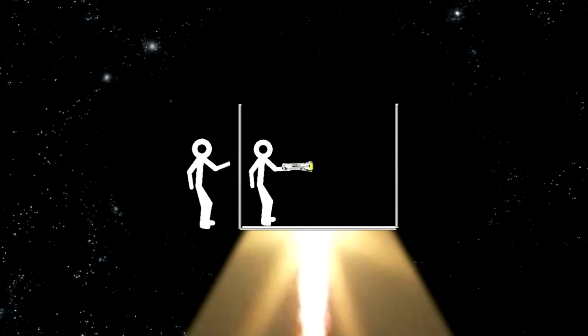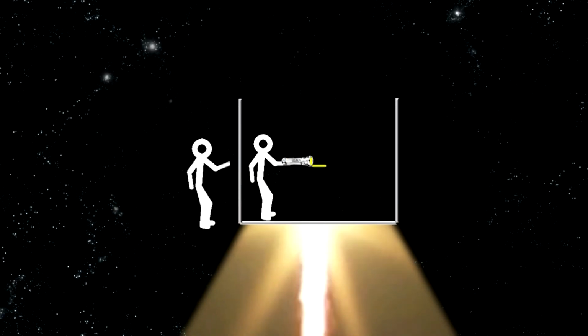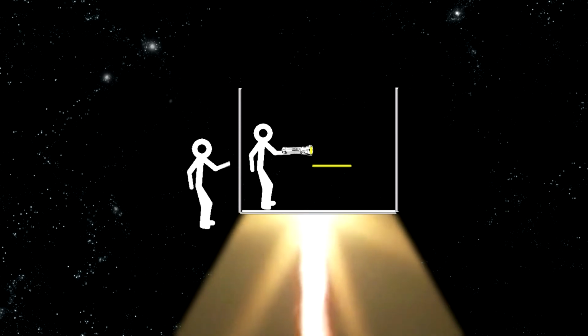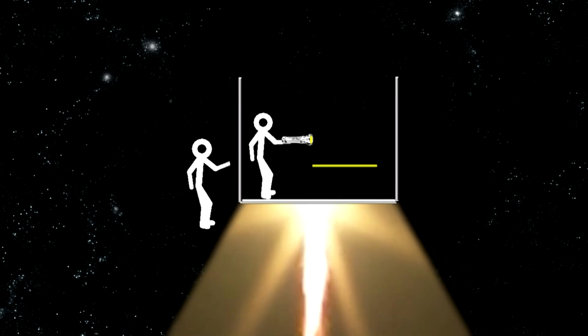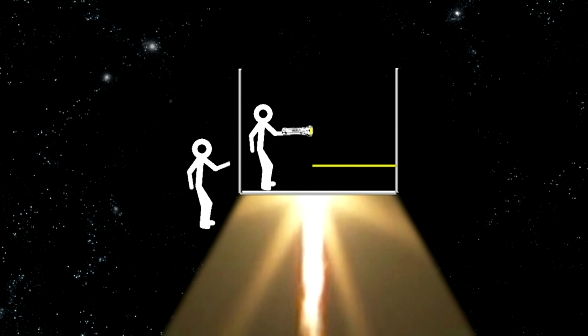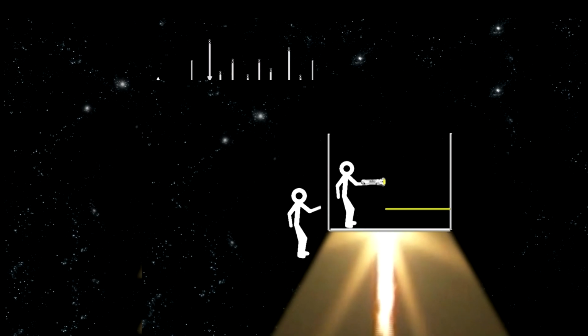And when the person in the elevator turns on the flashlight, the person outside the elevator sees the light travel in a straight line as before. He sees that it's the elevator's wall moving up that causes the light to hit it at a lower point. The light does not bend. Who is right?